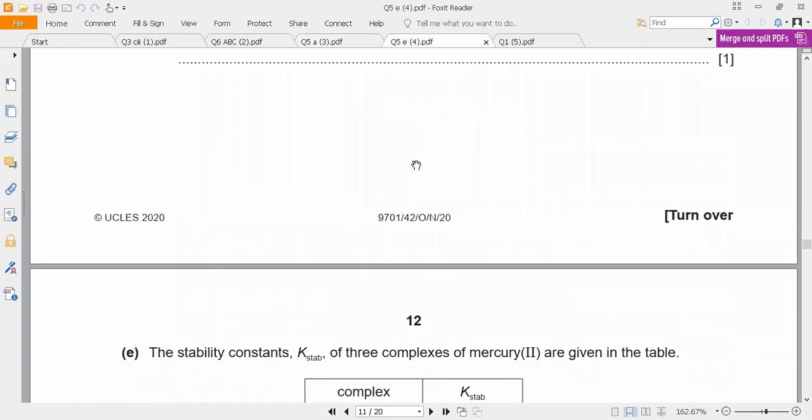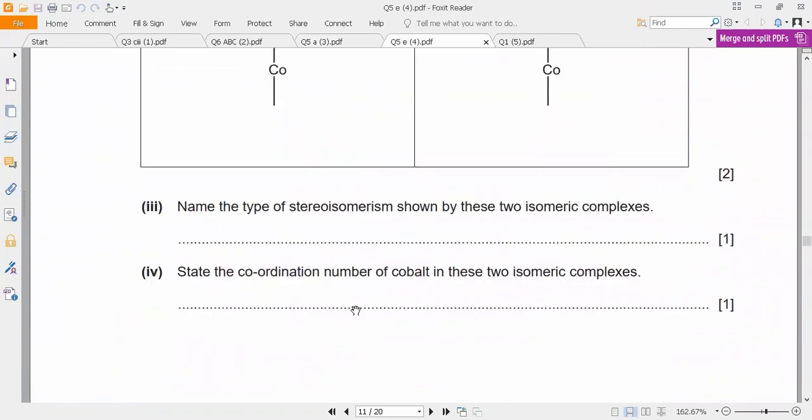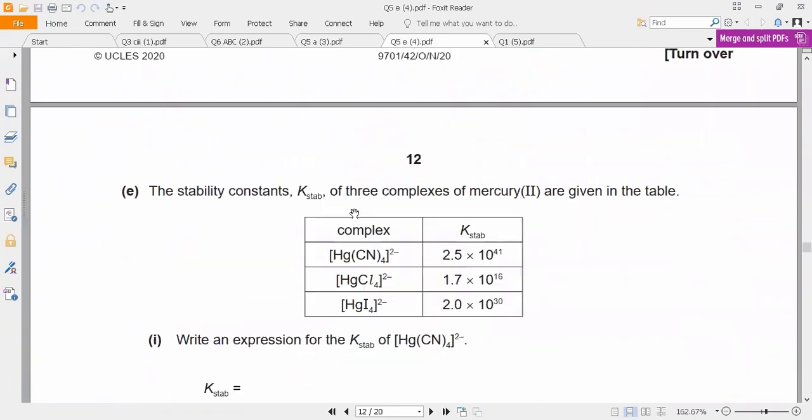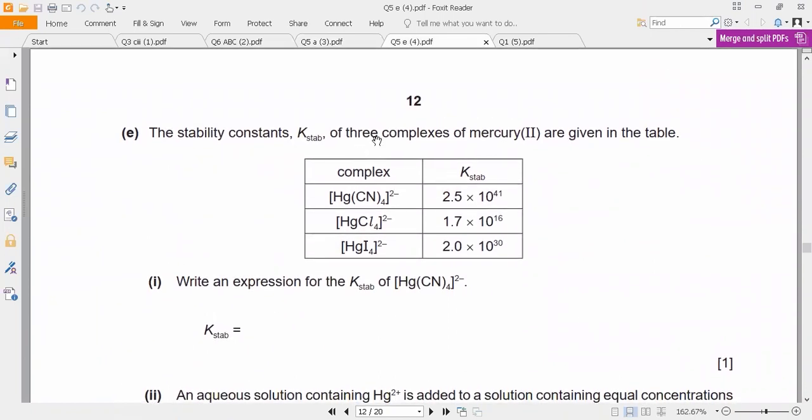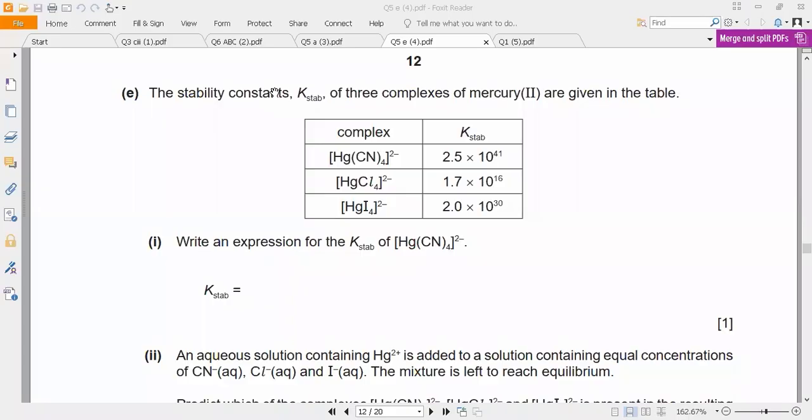We are moving to a different question now. Question 5E. Okay. This question, guys, we have the stability constant Kstab of 3 complexes given in a table. So here we have 3 complexes and their Kstab values. Which one is the most stable? This one, because it has the highest Kstab value. This one, guys, is the least stable due to its Kstab value.